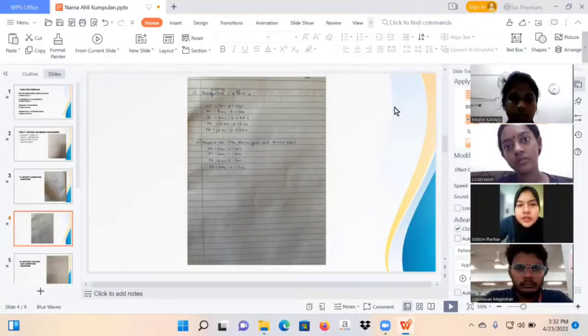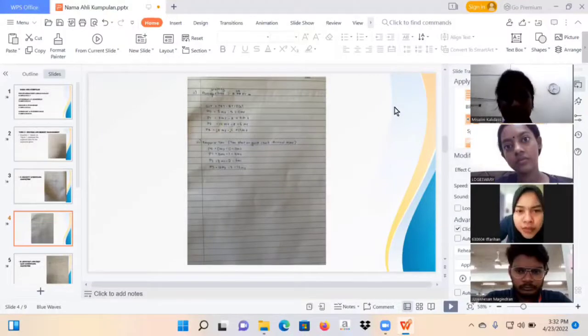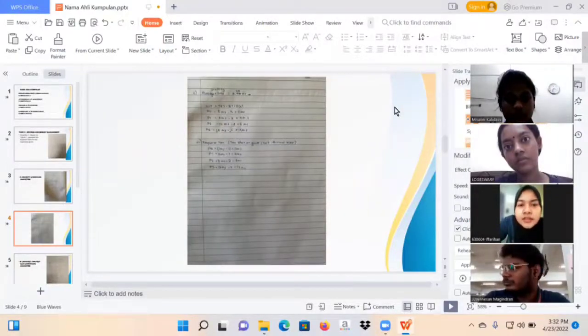Average waiting time is 5.25 millisecond. Formula for waiting time is TAT minus BT. Process 0, 5 millisecond minus 5 equal to 0 millisecond. Process 1, 7 millisecond minus 3 equal to 4 millisecond. Process 2, 14 millisecond minus 8 equal to 6 millisecond. Process 3, 19 millisecond minus 6 equal to 13 millisecond.